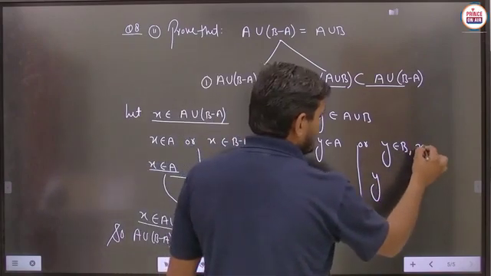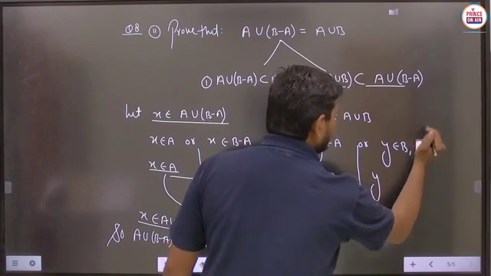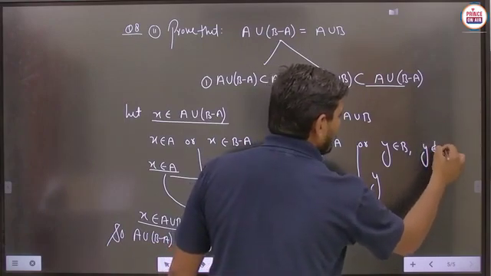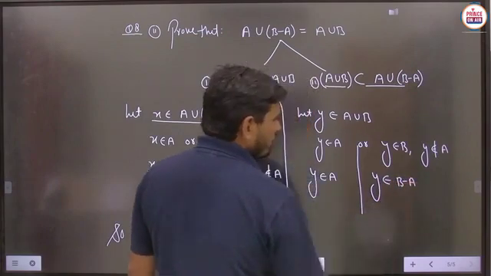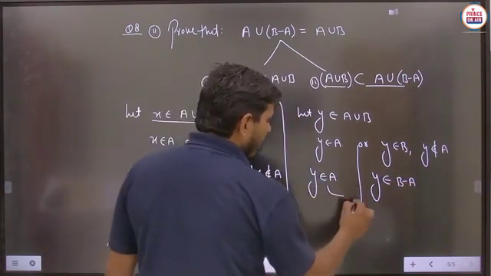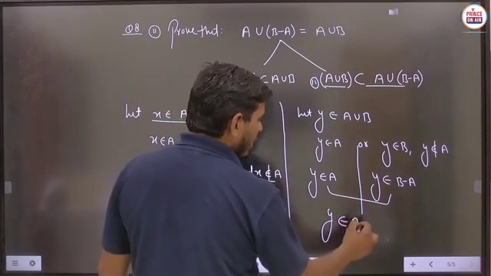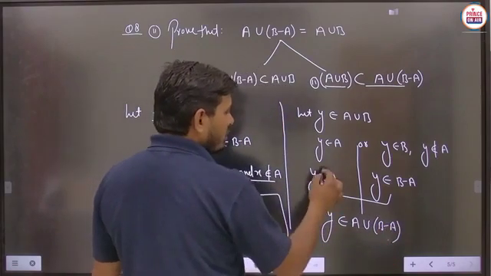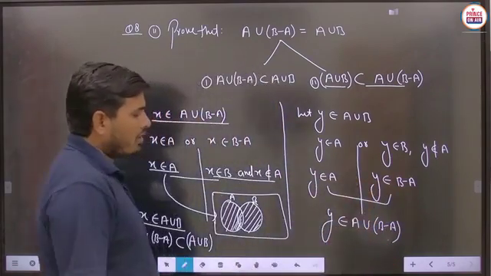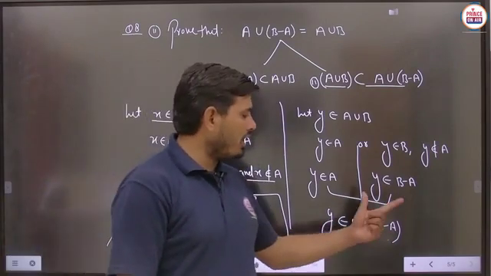So if X does not belong here, Y does not belong to the A set, then Y belongs to B minus A. You can say this. Is it to be clear? And after merging these two conditions, you can say that Y belongs to A union B minus A, because this is the element of this part, this is the element of this part. So after taking the union, definitely this Y should be the element of A union B minus A.